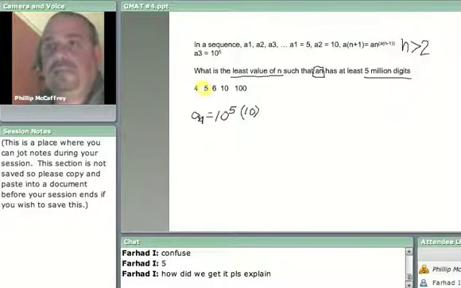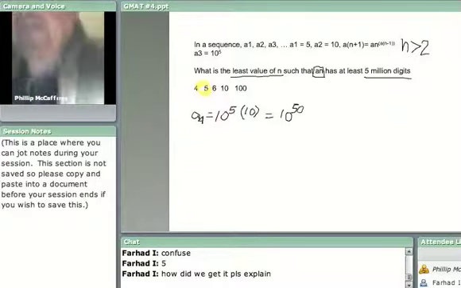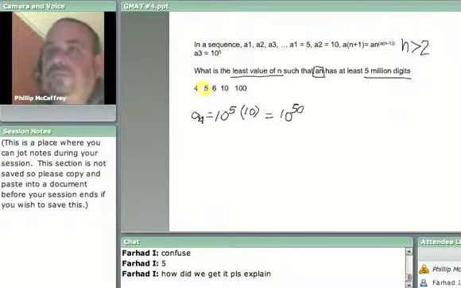So a sub n plus 1 is equal to a sub n times a sub n minus 1. Well, I have to multiply these two exponents out. This is an exponent. So this is equal to 10 to the 50. And 10 to any power will give you the number of digits.